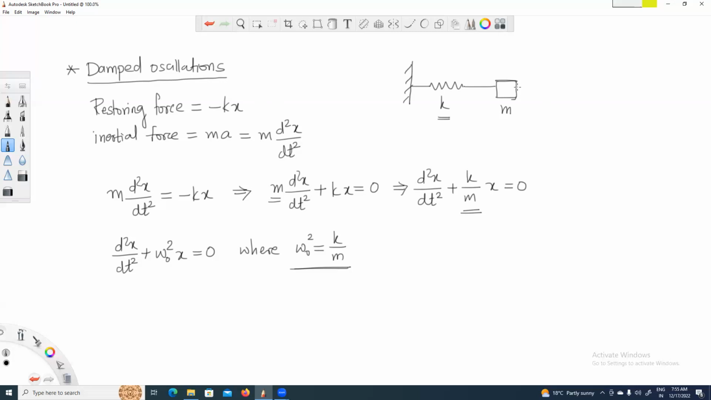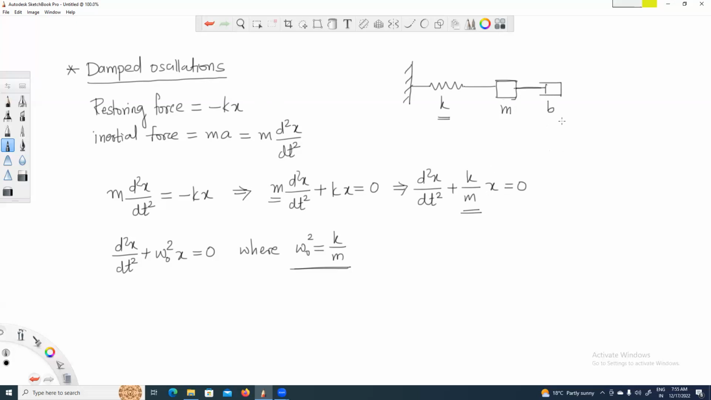Suppose I add here a simple damper. What is meant by damper? The damper is generally represented by this. Suppose the damping constant is B. The damper is basically used to reduce the amplitude of the vibration.